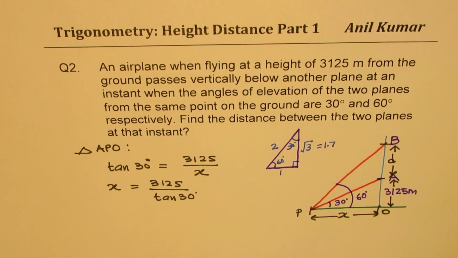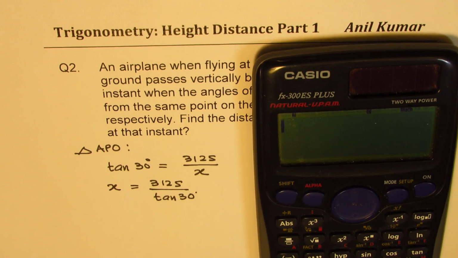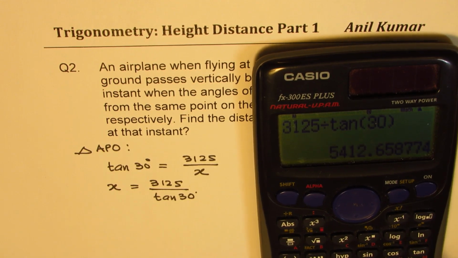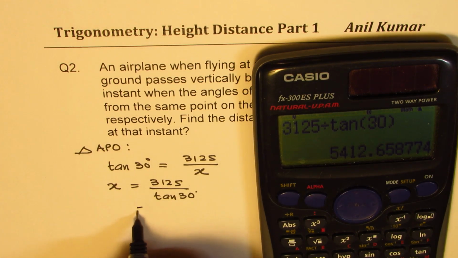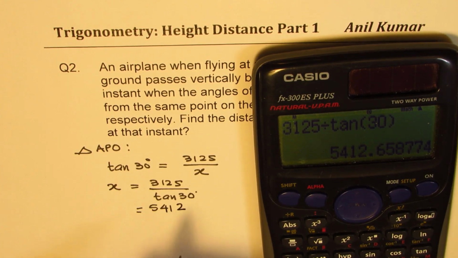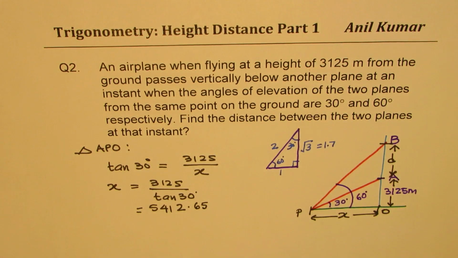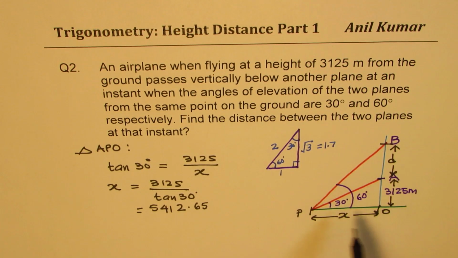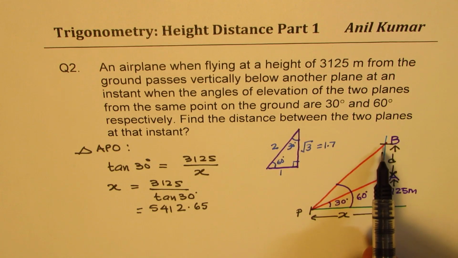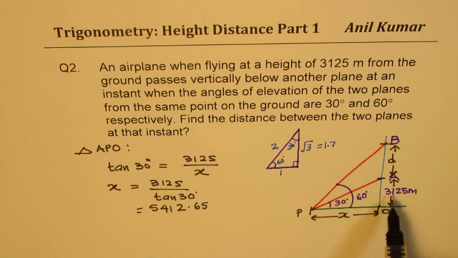Now, we'll use the calculator at present to find the distance x. So we have 3125 divided by tan of 30 degrees, and that gives you 5412.65. All the units are in meters. So that gives you 5412.65 as the distance between P and O. Now, when we know this distance, we can find the height B from O and then take away 3125 to get our answer. Is that clear?